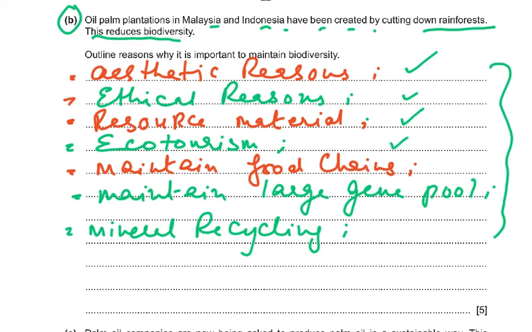Then ecotourism. Many countries rely on people visiting these places. And then, of course, the hotel industry works on that, the restaurant industry, the catering industry, the transport industry, which brings visitors to this place. Ecotourism. Then, of course, maintenance of food chains. If a certain tree dies, then the birds living on those trees or the caterpillars living on the leaves of those trees, everything will die.